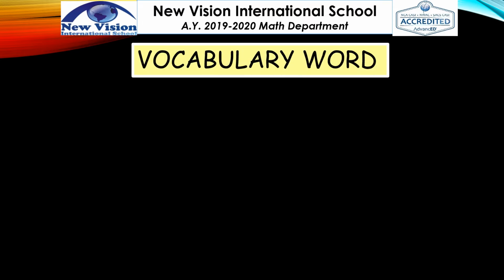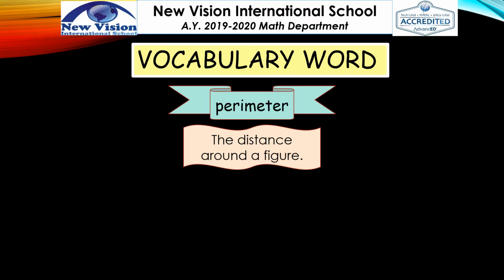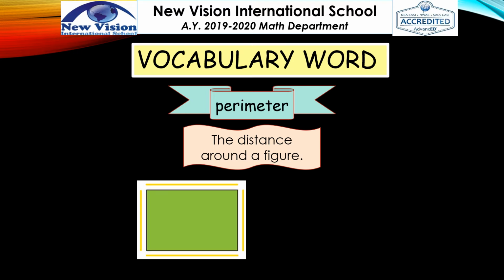Okay, let us have the vocabulary word for this lesson. Repeat after me. Perimeter. One more, perimeter. Very good. What is a perimeter? That is the distance around a figure. Take a look at this. This shape is a rectangle, and you can see the yellow lines outside it. So the distance around the rectangle is what you call the perimeter.